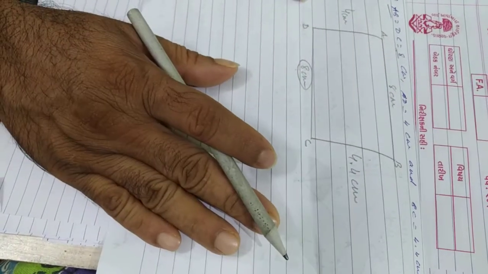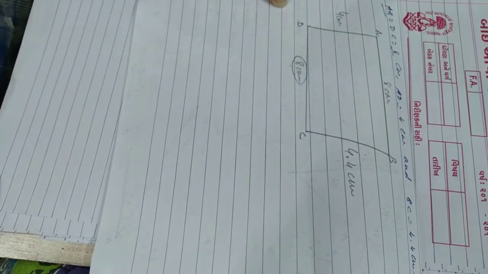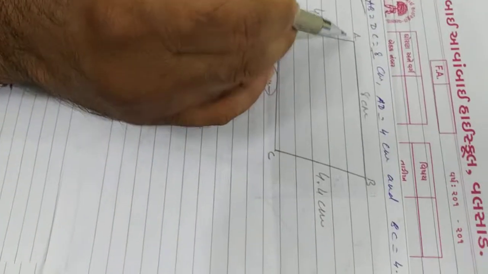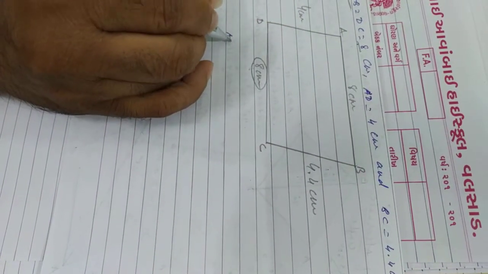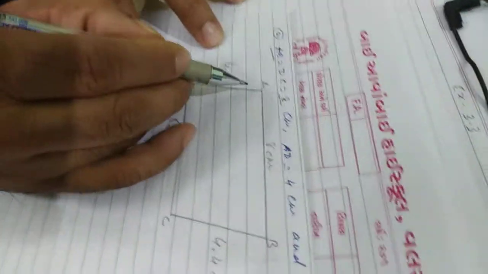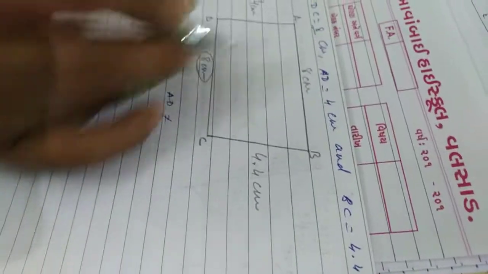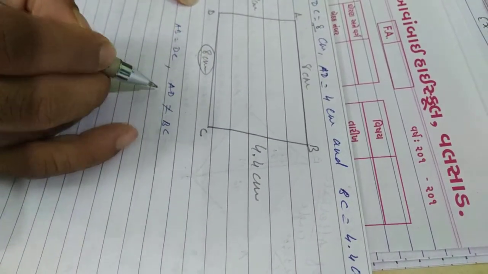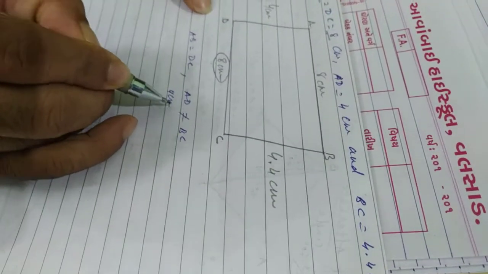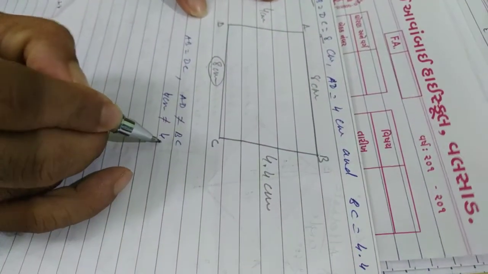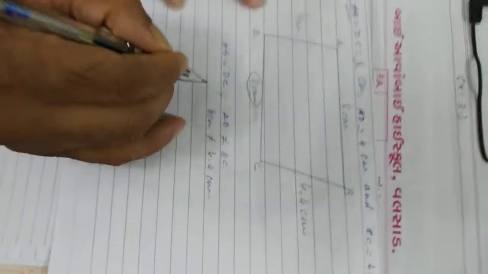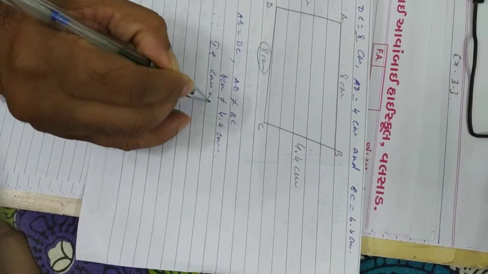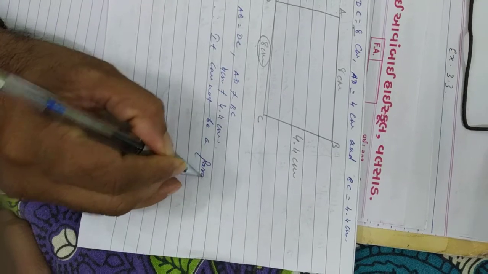And what is asked over here? Can ABCD be a parallelogram? In such a condition, we know opposite sides are equal. So AB is equal to DC, but AD is not equal to BC, right? Because AD is equal to 4 centimeter and BC is equal to 4.4 centimeter. So we can say it cannot be a parallelogram.